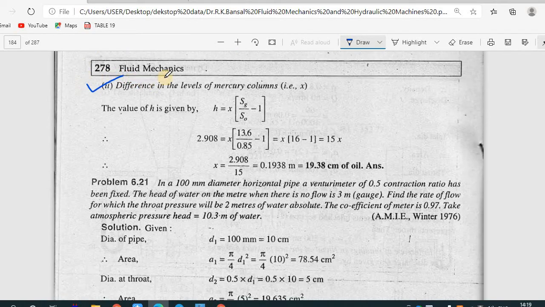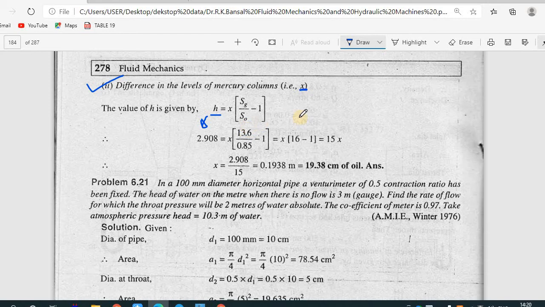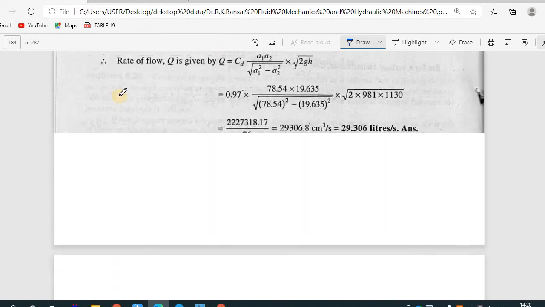After that, the difference of level, we need to calculate x. So for x we have also got this formula, h equals to x into (Sg by So minus 1). So h we have already calculated. H was coming out to be 2.908. The specific gravity of heavier liquid is mercury, which is 13.6, divided by the specific gravity of lighter liquid, which is 0.85, minus 1. From here we can calculate the value of x. So x is coming out to be 0.1938 meter, which in terms of centimeter, multiplied by 100, is 19.38 centimeter of oil. Okay, after this we'll try to do the next numerical.